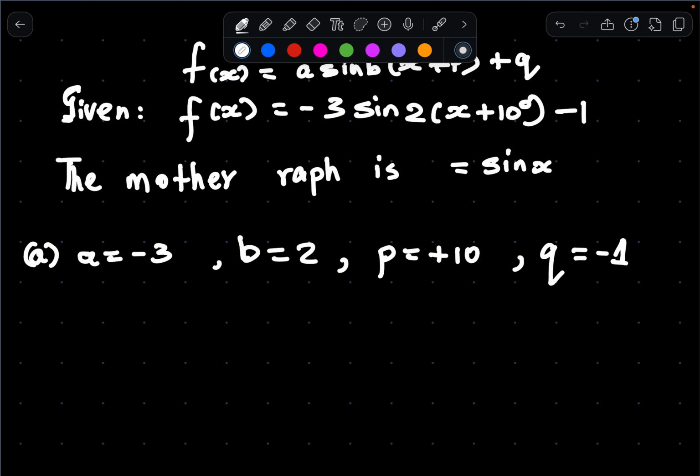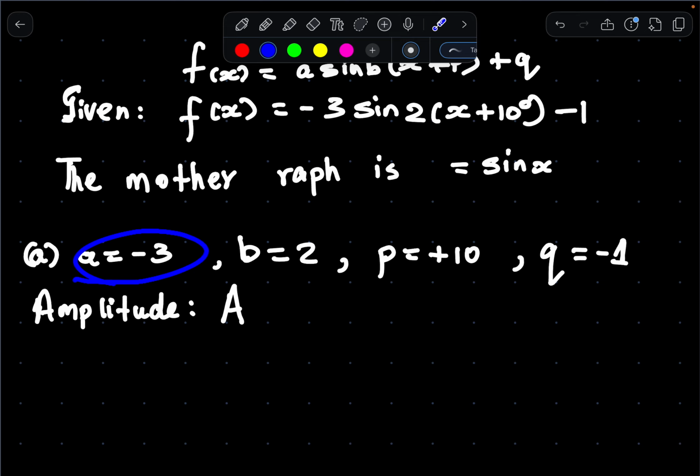Number 1, let's get the amplitude. I'm going to denote the amplitude with a capital letter A. So for the amplitude, you look at the small letter a, the number in front of sine, which is minus 3, as we have shown here. The negative sign does not make the amplitude negative, and amplitude is the distance, so it is always positive. You must remember it's always positive. And that is your amplitude.